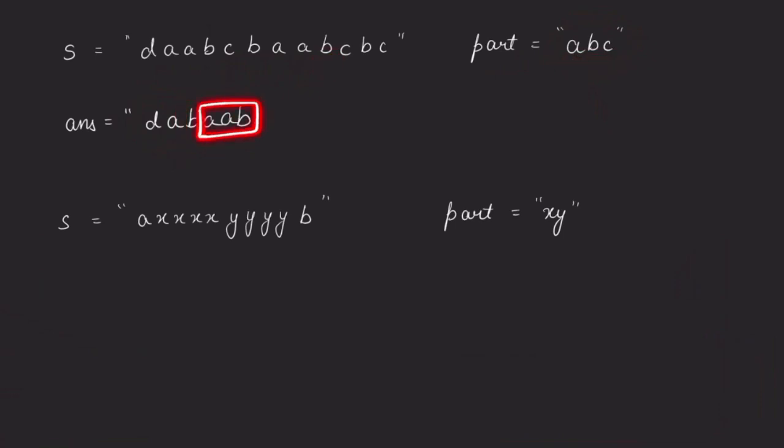AAB is not equal to ABC. Move to the next character, so C will be appended. Now ABC is equal to ABC, so we will remove the last 3 characters from the string answer, right?